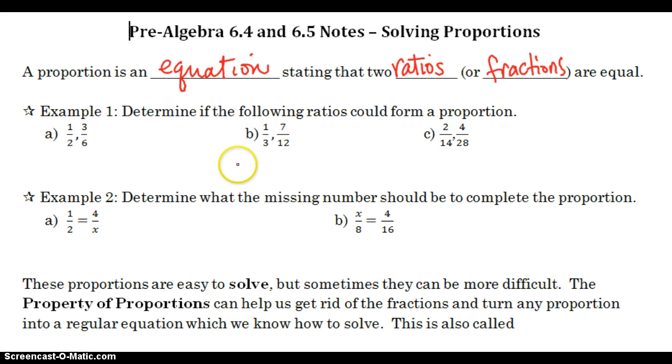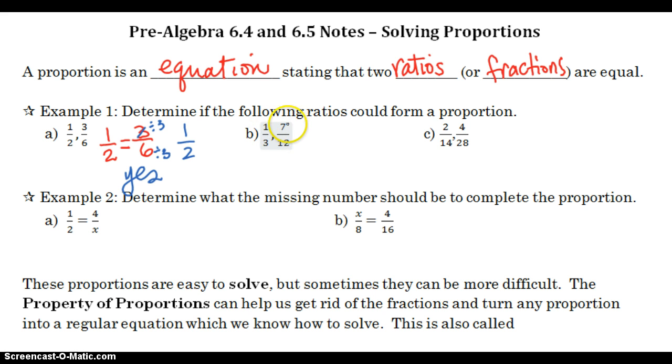So our first example here asks to determine if the ratios are in proportion, if they form a proportion. To be a proportion, 3/6 needs to simplify down to 1/2. And as we know, we can divide the top by 3 and the bottom by 3, and that does simplify down to 1/2. So are 1/2 and 3/6 in proportion? And the answer is yes, because they both simplify down to 1/2.